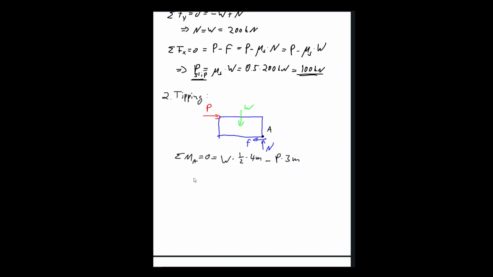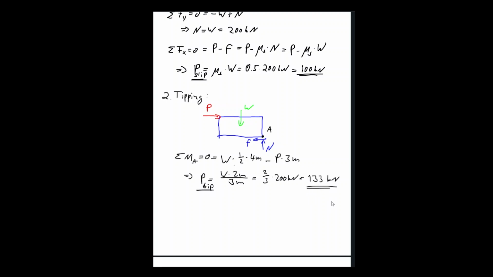Now if I want to find what P is, I'll have to solve for P, so I can say P is equal to W times 1/2 times 4 meters, divided by 3 meters. So it'd be 2/3 times 200 kilonewton, and that is 133 kilonewton, and that will be my P tip.